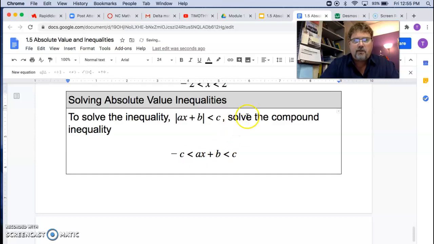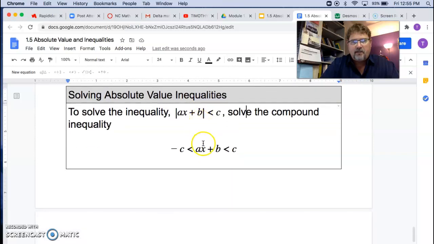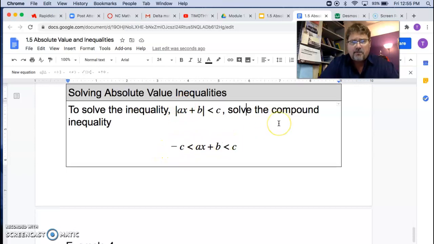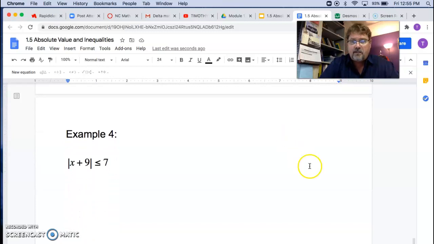To solve the inequality absolute value of ax plus b is less than c, solve the compound inequality, and basically you set it up just like that solution was set up. Drop your absolute value bars and just throw a negative c to the left. I'm going to show you an example of this. We'll solve it by hand. Then, of course, I'll go to Desmos and show you how to make light work out of this thing, okay?